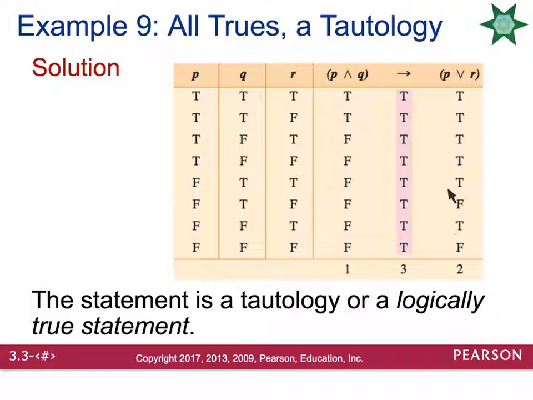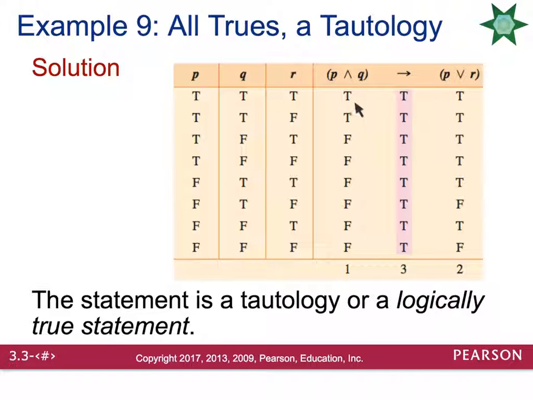P or R, now we just need one true. So P or R, true or true gives us true. True or false gives us true. True or true gives us true. True or false gives us true. False or true gives us true. False or false gives us false. We don't have any T's. False or true gives us true. And then false or false gives us false. Okay, so those are the truth values for P or R.